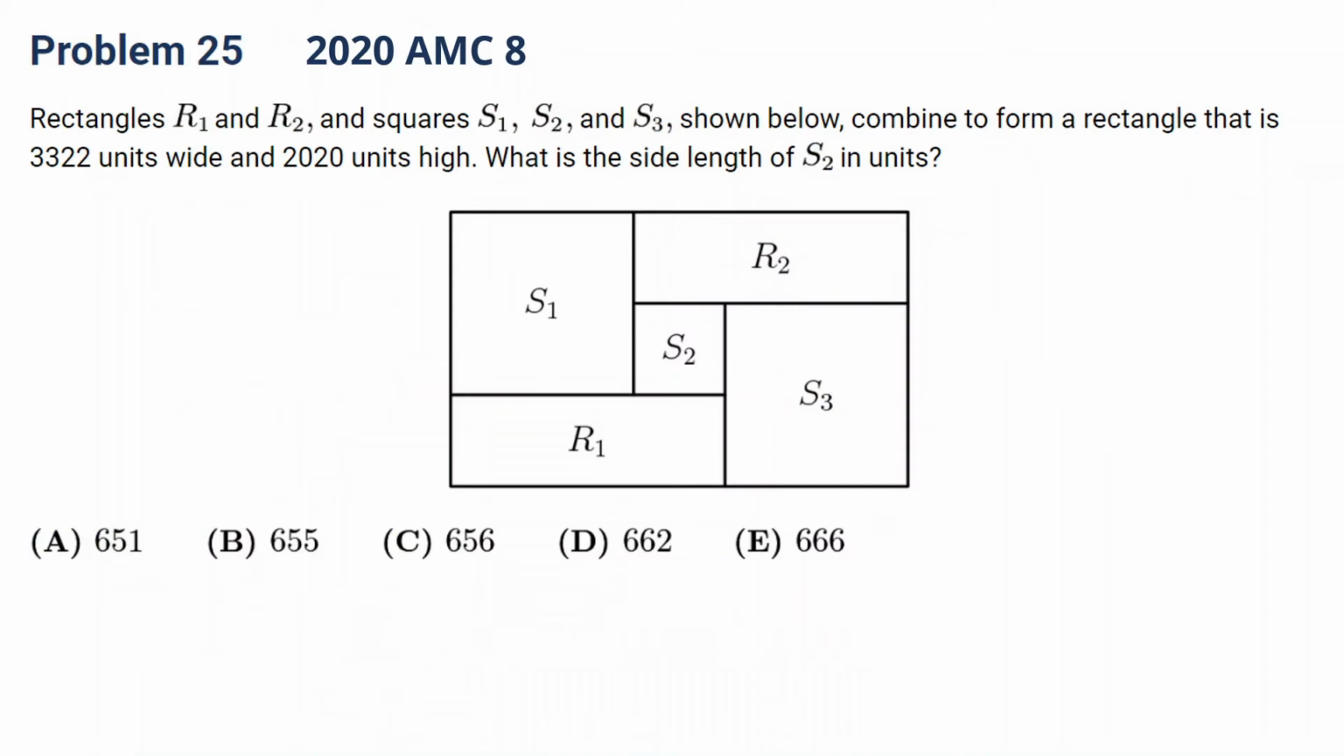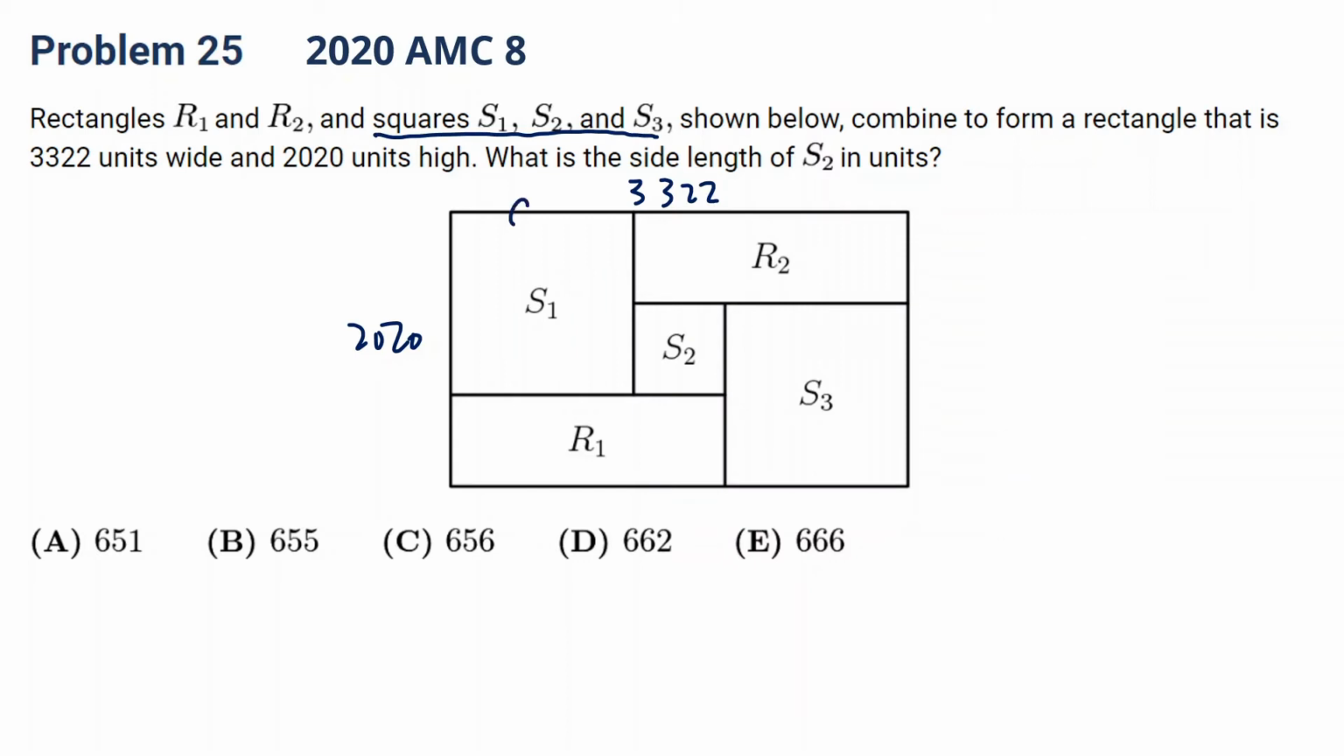Okay, next one. This is 2020 problem 25. Let's pause the video and think about it. Okay, let's come back. So we have the length is 3322 and the width is 2020. Wow, large numbers. And we know there are 3 squares. How can we do this?